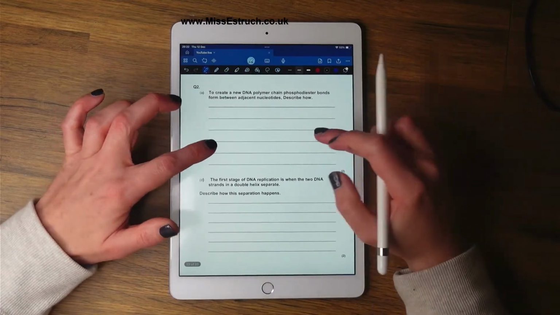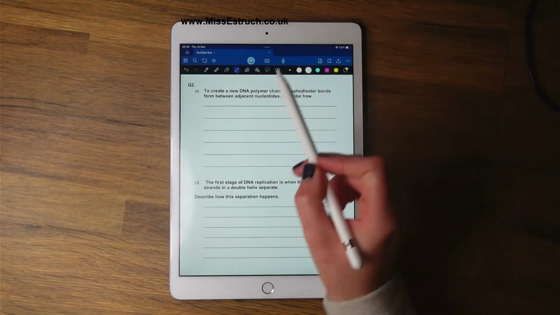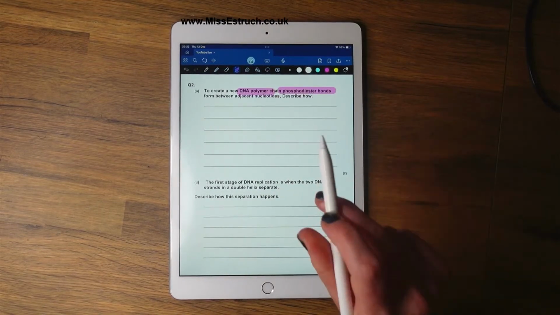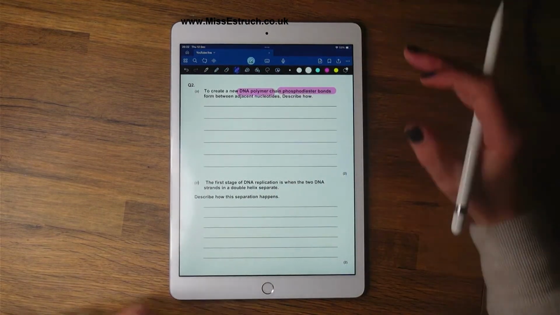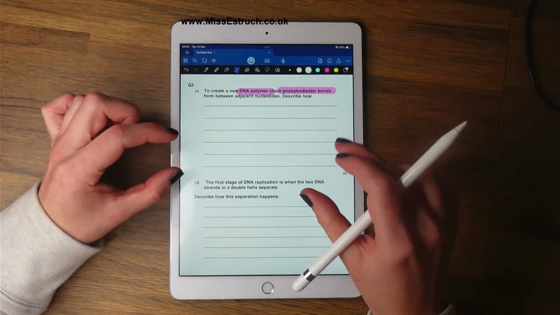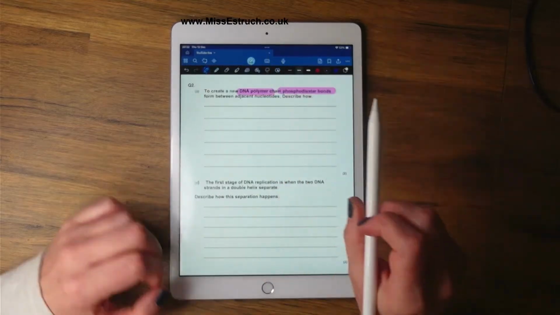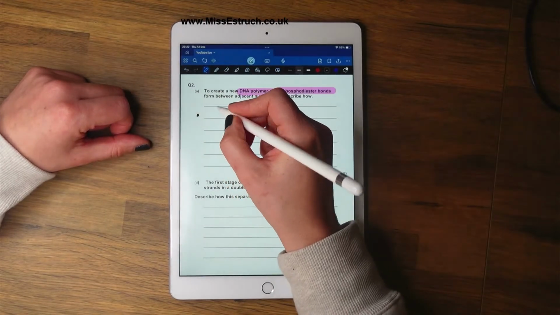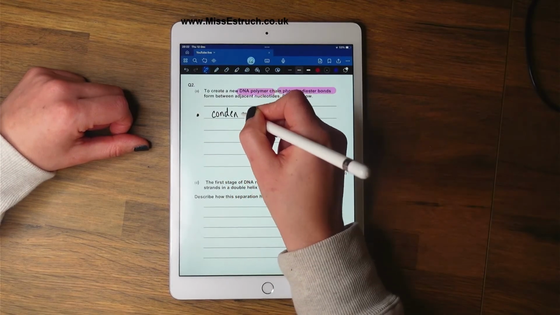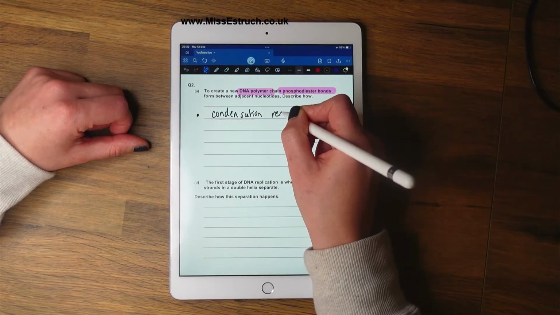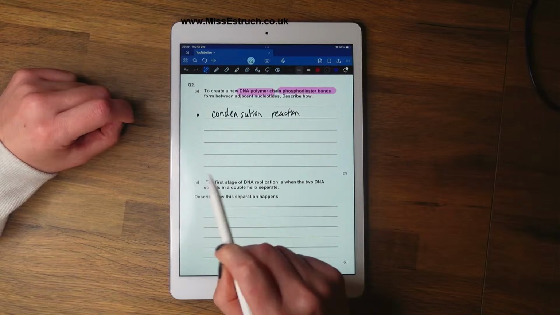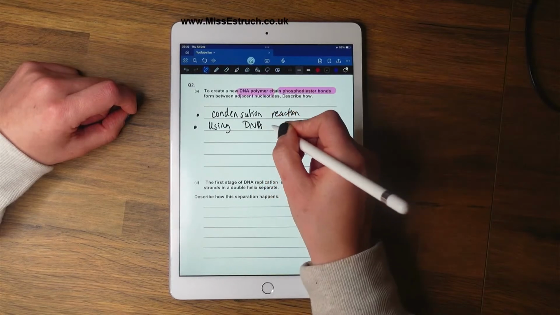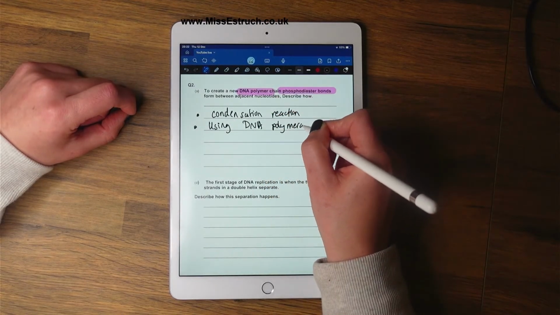Next then we have to create a DNA polymer. Phosphodiester bonds form between adjacent nucleotides. Describe how. So this time it's still the same process, but they've picked up or focused on a particular part of the process. So we have to say how those phosphodiester bonds form. So first thing I'm going to say is a condensation reaction. And then, it's 2 marks, I'm going to say using DNA polymerase. There we go.